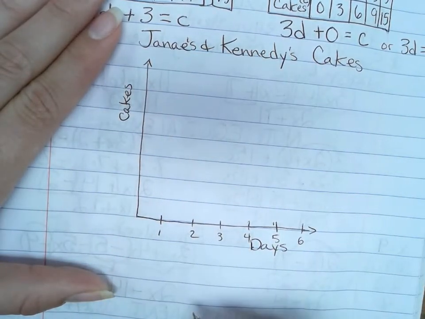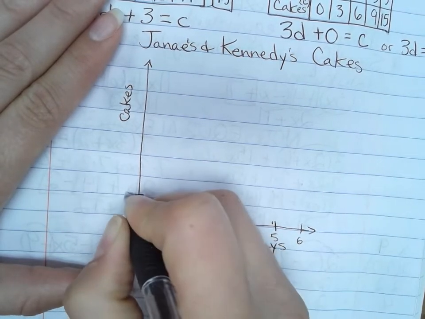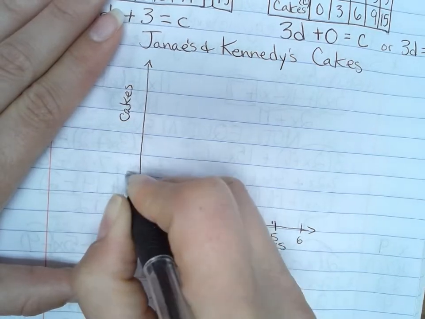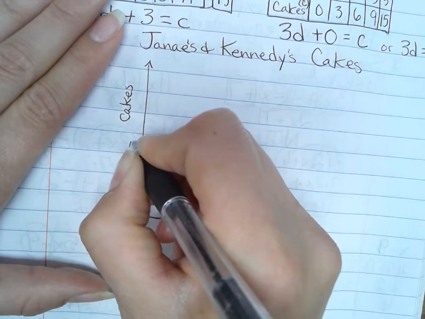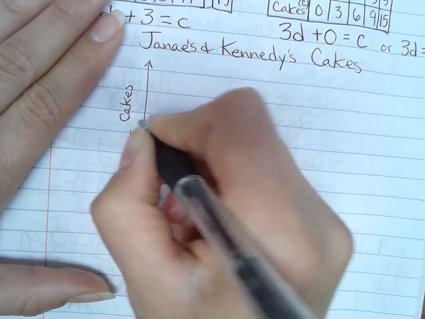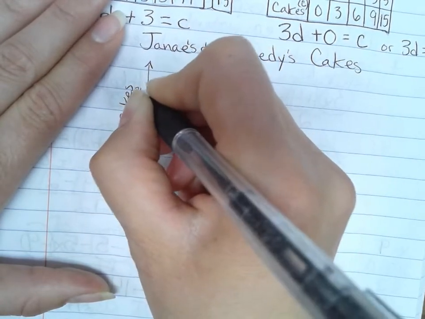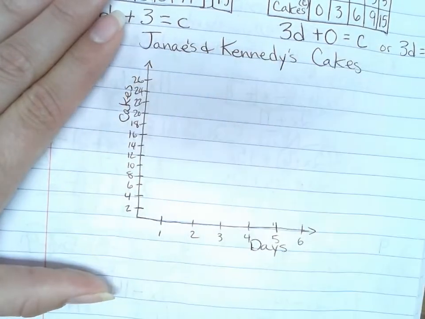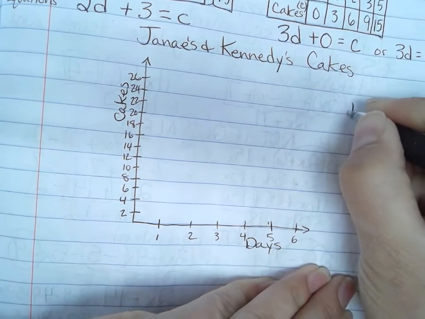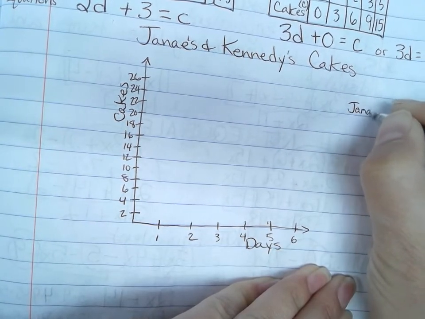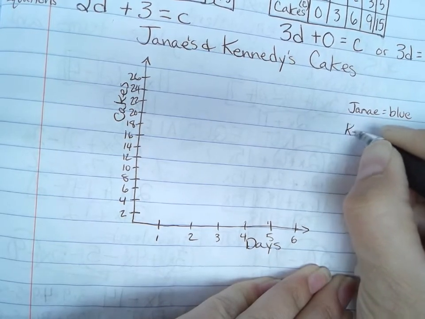2, 4, 6, 8, 10, 12, 14. Oh, maybe not quite enough. Let's label it by 2s like this. 2, 4, 6, 8, 10, 12, 14. Try and make it as even as possible. 16, 18, 20, 22, 24, 26. Now here's what we want to do. We need to have a key. So I'm going to put them in different colors. I'm going to make Janae's cakes blue. And Kennedy, let's do, I have pink.